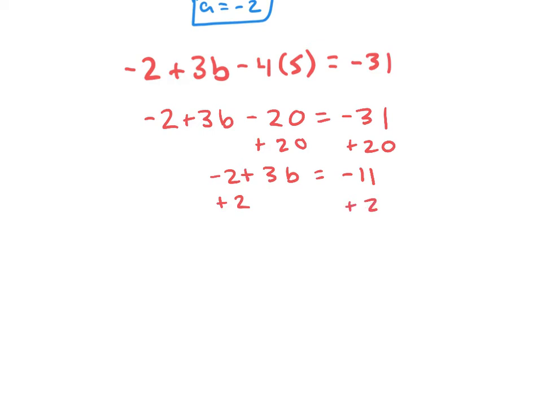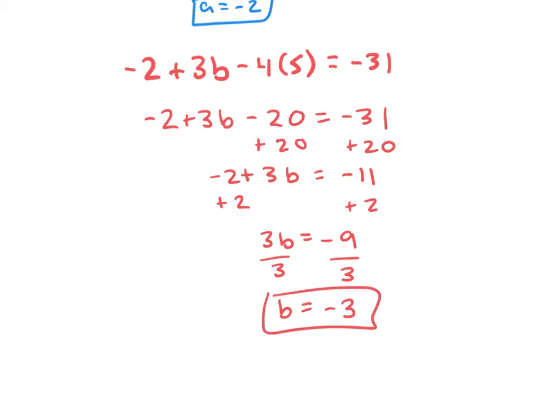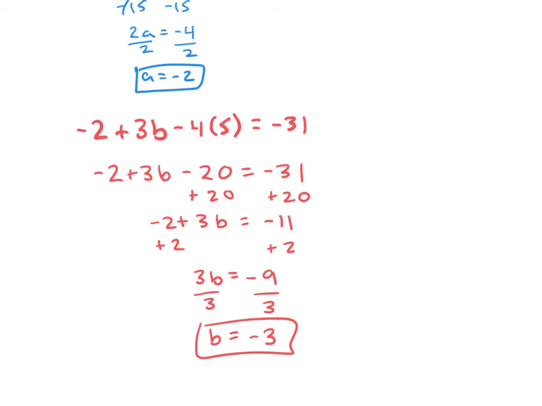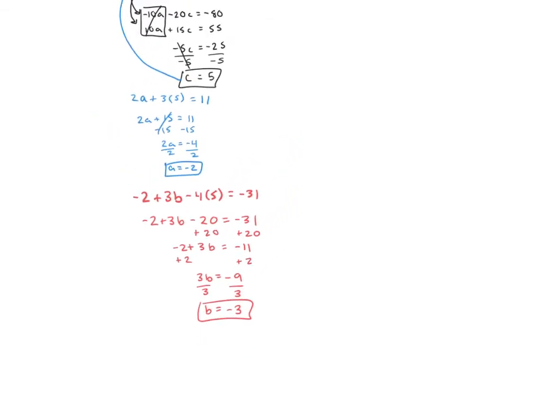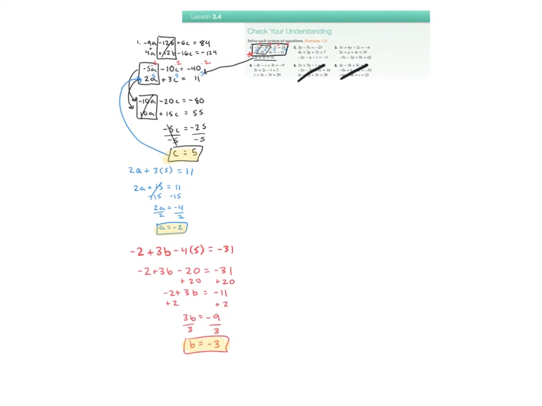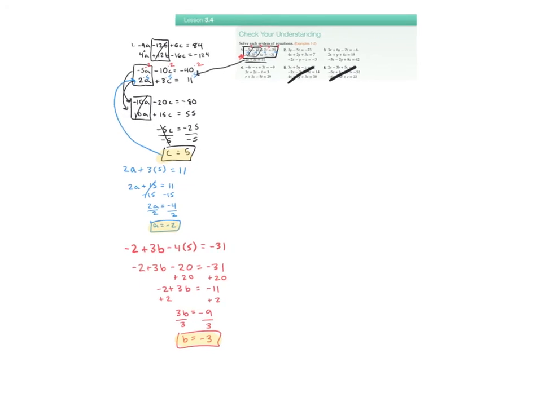So 3b is equal to negative 9. Divide by 3. What do we get for b? Negative 3. Perfect. So we have our a, our b, and our c, and we're done. Can you scroll up? Yep. So that's everything for number 1.